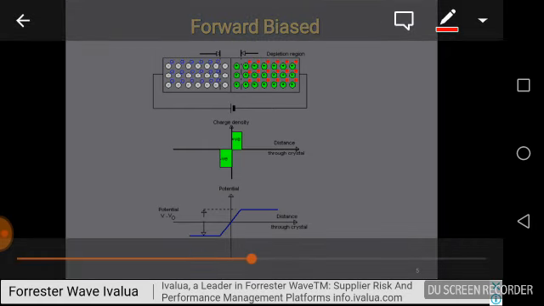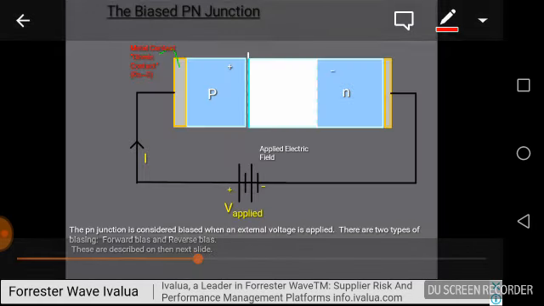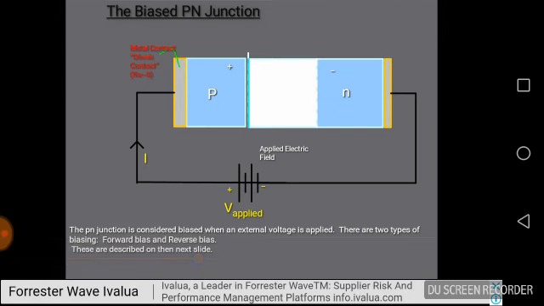So when we increase the voltage, the electrons and holes cross the junction and it constitutes the current. Now what happens to the depletion region? Pause your video, write your answers in the course journal.